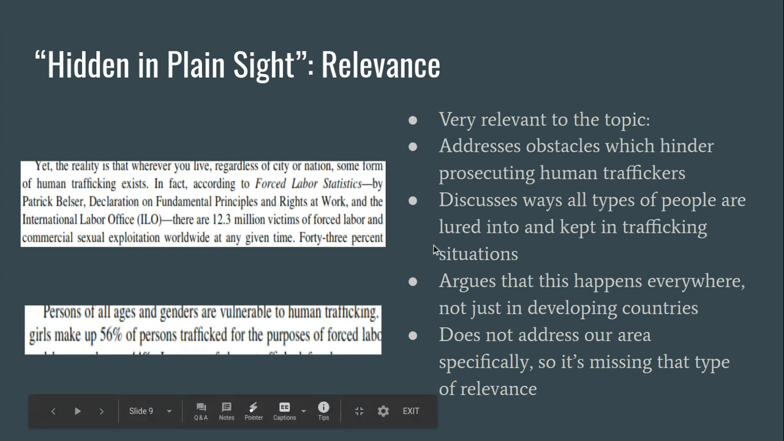So notice that as I am looking at each of these topics, I'm also pulling information from the source itself, because when the time comes to write the essay, I need to not only say this is relevant because it does these things, but I also need to show my readers that, right? So I need to use evidence. So these are just quotes from the article itself that I could go on to use in my paragraphs in my essay as evidence to show that this addresses obstacles that hinder prosecuting human traffickers, and then maybe I would find a quote that talks about that, right? So make sure that you're also pulling evidence as you're doing your evaluation.